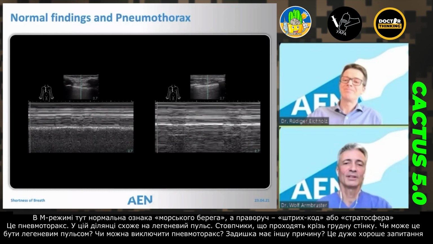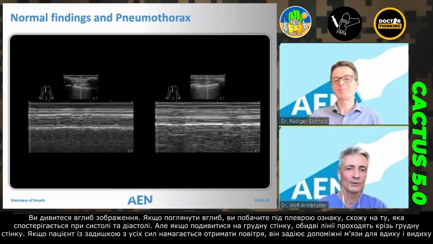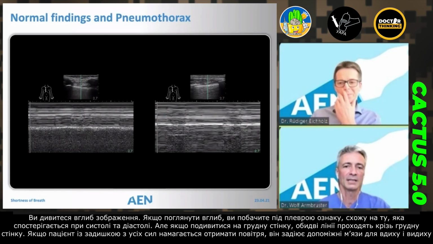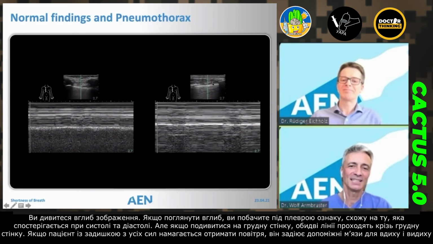And that's a very, very good question, because you have to look profoundly at the picture. If you look profoundly, you see underneath the pleura really the sign like the start of the motion of the heart in a systole and a diastole, with two lines going completely through. But if you look at the chest wall, you see both lines also going through the chest wall.